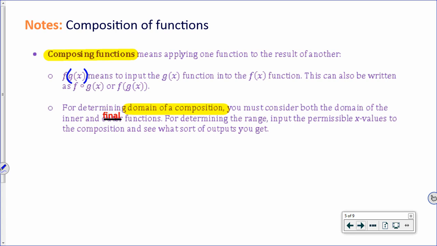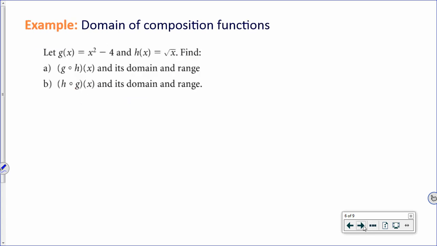So for determining the domain, that's the only tricky part about composing functions. Putting one function into the other and simplifying can be a little bit of algebraic work, but not a trick. But finding the domain of your composition is sometimes tricky, because you'll have to consider both the domain of the final result that you're looking at, as well as the domain of the inner function that you put in. So I think we have an example to see that and why that can sometimes be tricky.